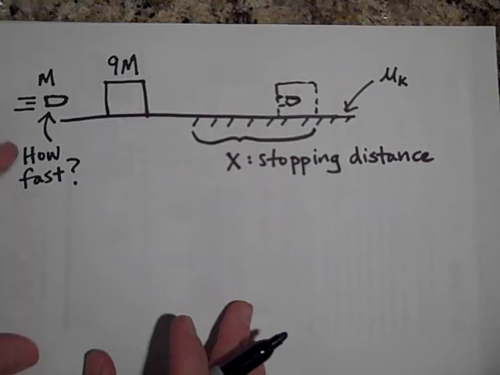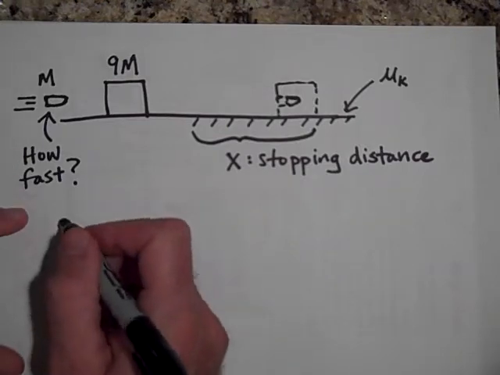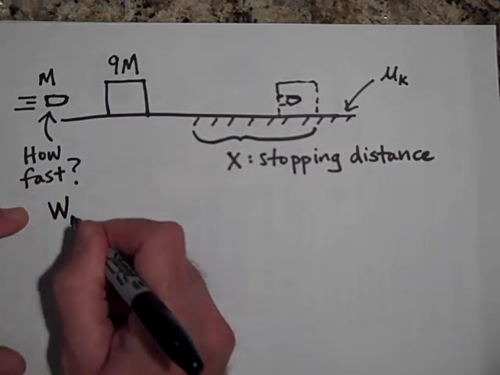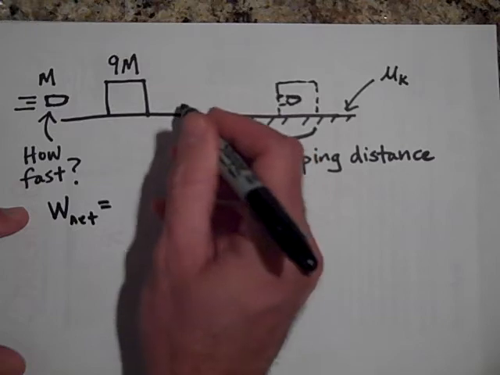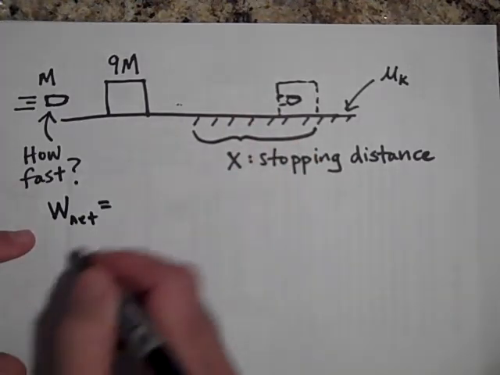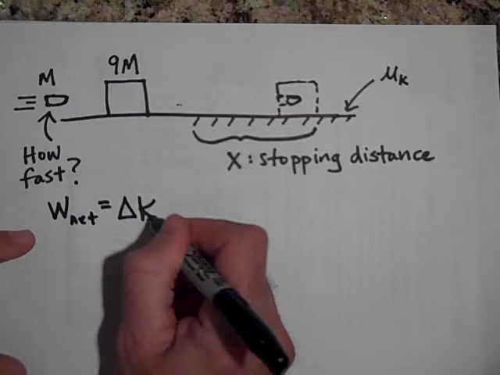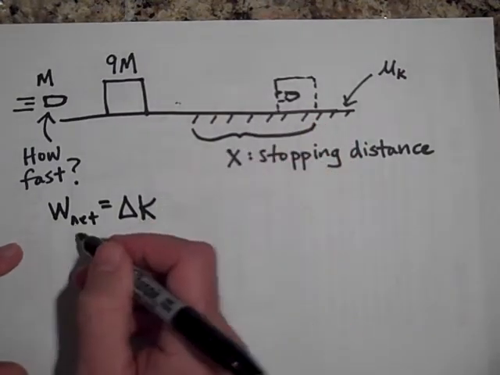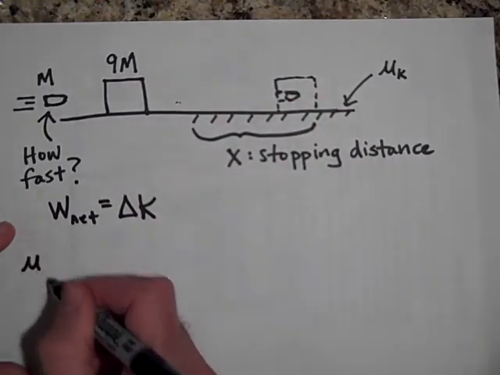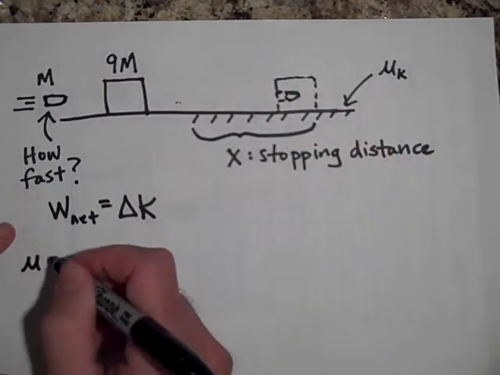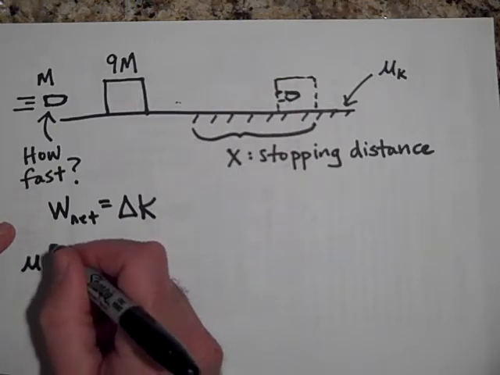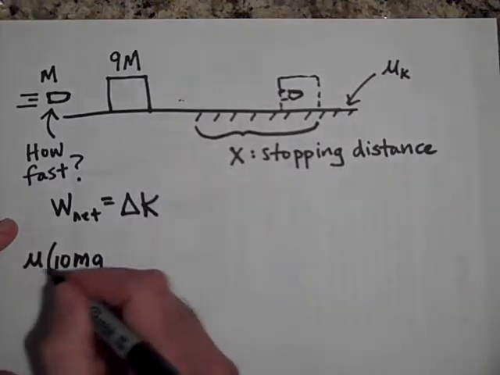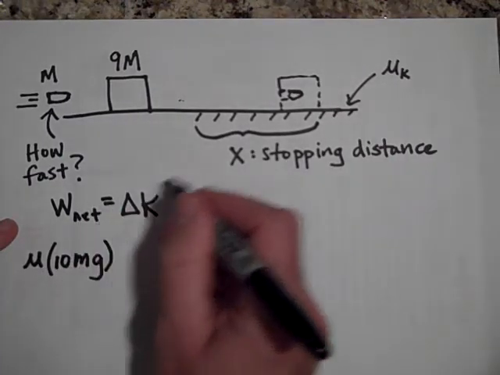Okay, we're back. We're first going to use the work energy theorem to get the kinetic energy it had right after the collision. So the work energy theorem says this. The force on this is going to be mu times the force of friction, so mg, but that's going to be 10 mg. So that's my force of friction times the stopping distance.